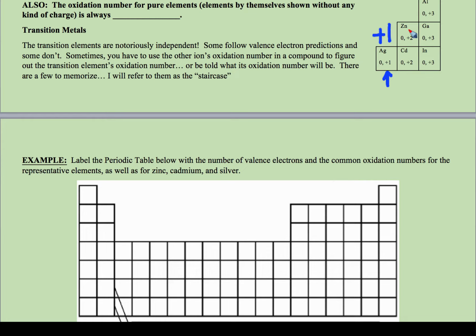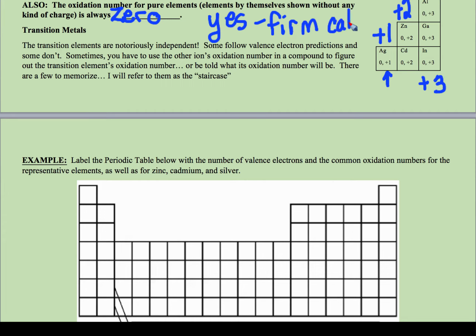Then we go cadmium and zinc, 2 elements, +2. Aluminum, gallium, and indium, 3 elements, +3. 0 when they're all by themselves. Okay, but 1 step is +1, 2 is +2, and 3 is +3. So I ask my students a lot, is it group 1, group 2, or the silver steps? If that answer is yes, then they have firm cation charges.